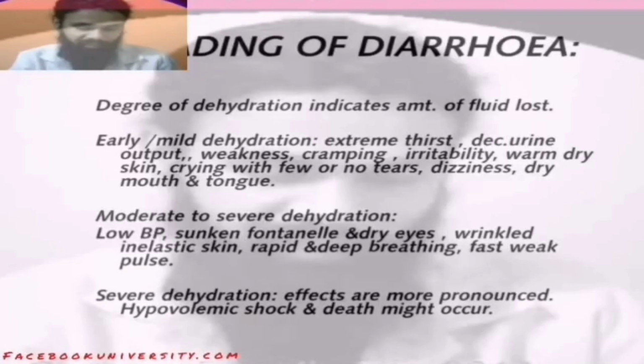Moderate to severe dehydration: low blood pressure, sunken fontanelle and dry eyes, wrinkled inelastic skin, rapid and deep breathing, fast weak pulse. In severe dehydration, effects are more pronounced, hypovolemic shock, and eventually death may also occur.